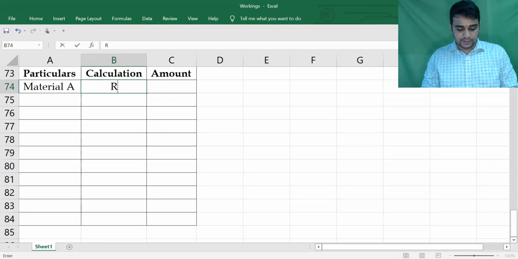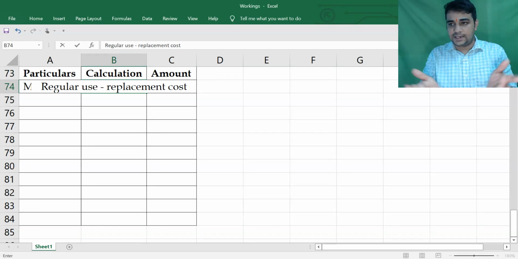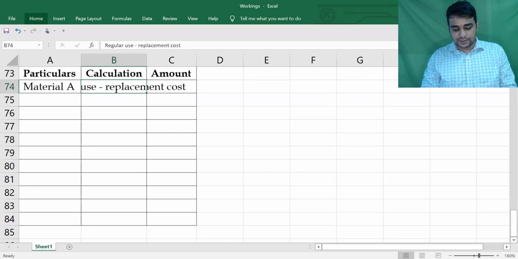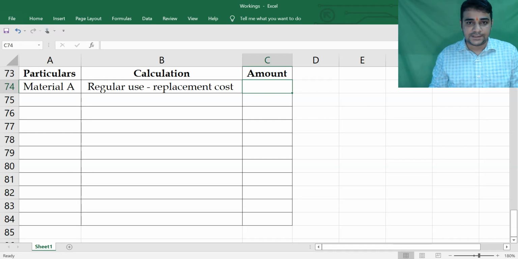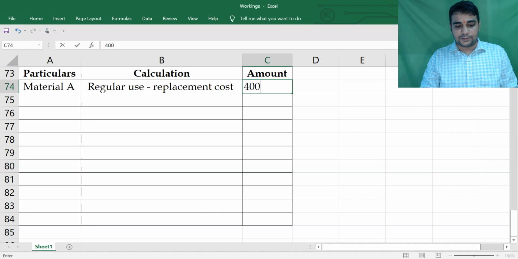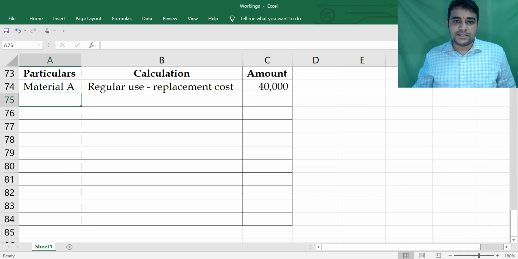So right here, regular use, hyphen, replacement cost. I am just writing a brief explanation like this. Obviously, in an exam scenario, if they ask you to justify, you will say material A is in stock, it's a regularly used item, hence the relevant cost is replacement cost. I've just written 2 points, but basically you will have to expand that. Relevant cost, regular use replacement cost. Maybe you will have to write 2 lines with these 2 points. Material A, regular use replacement cost 40,000.